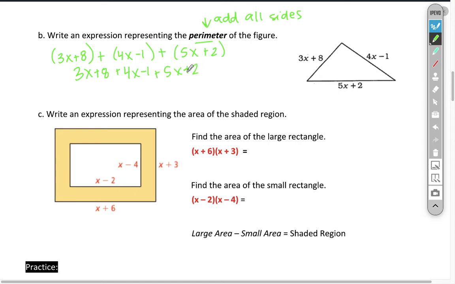Right, and now all we got to do is combine our like terms. So we have 3x, 4x, and 5x. Then we've got 8, negative 1, and positive 2. So we have 3x plus 4x. That's going to give us 7x, plus 5x is going to give us 12x. Then we've got 8 minus 1 is 7, and then 7 plus 2 is going to give us 9. So 12x plus 9.